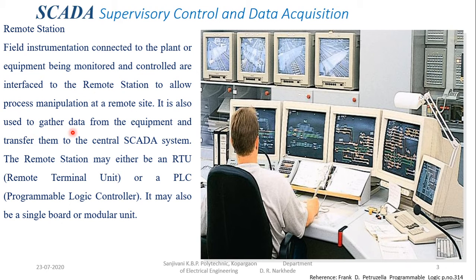The RTU is also used to gather data from equipment and transfer it to the central SCADA. What is one function of an RTU? It gathers information from the various sensors placed on the equipment and from the transducers and sends it to the SCADA system. This is an example of your SCADA system. The remote station may be your remote terminal unit, or it may be a PLC.